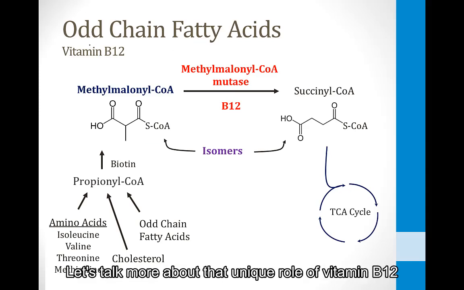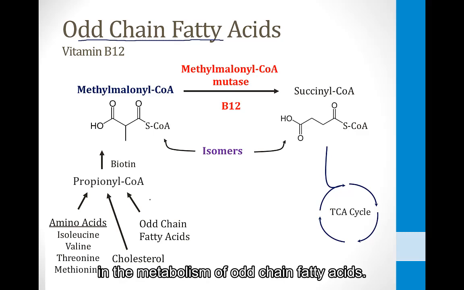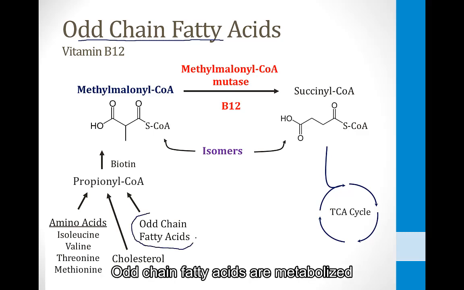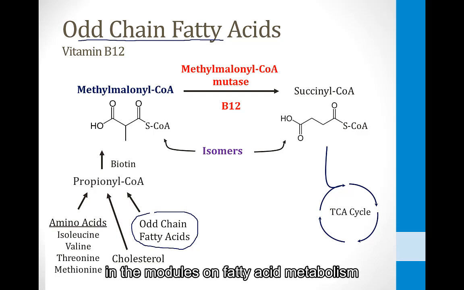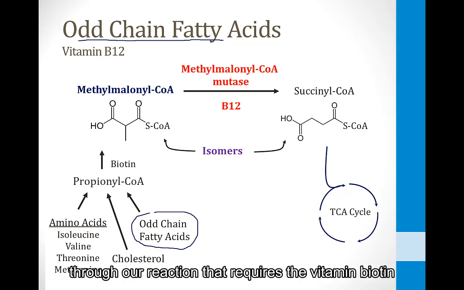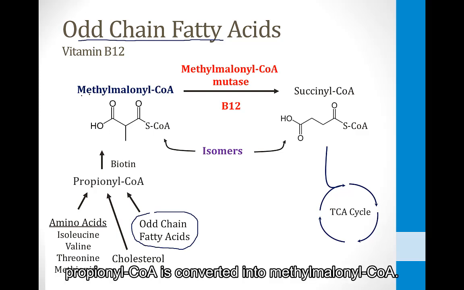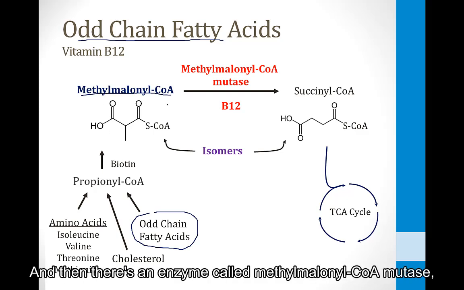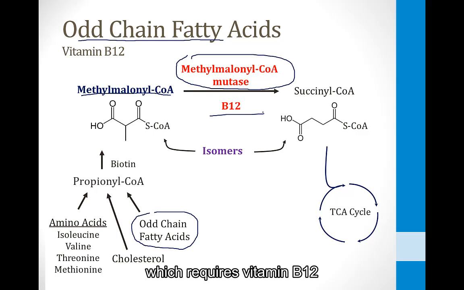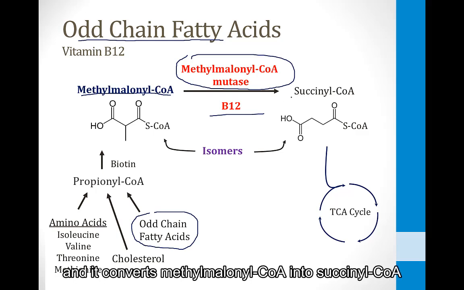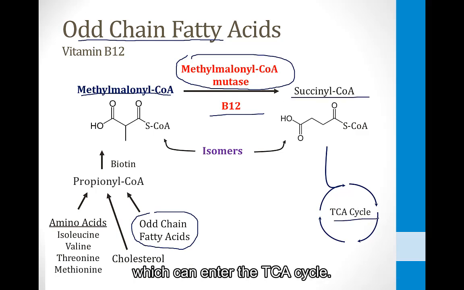Let's talk more about that unique role of vitamin B12 in the metabolism of odd-chain fatty acids. Odd-chain fatty acids are metabolized into a structure called propionyl-CoA. I talk about this in more detail in the modules on fatty acid metabolism. Through a reaction that requires the vitamin biotin, propionyl-CoA is converted into methylmalonyl-CoA, and then there's an enzyme called methylmalonyl-CoA mutase which requires vitamin B12, and it converts methylmalonyl-CoA into succinyl-CoA, which can enter the TCA cycle.